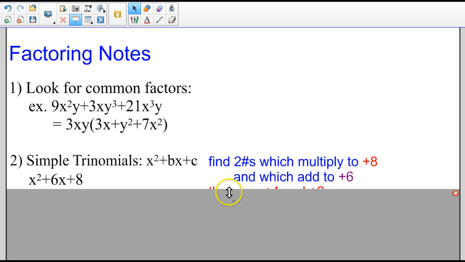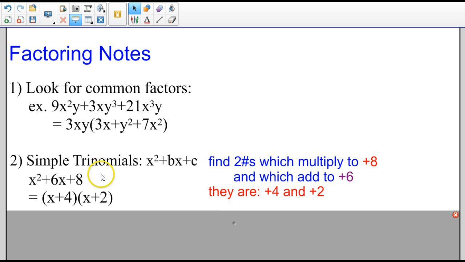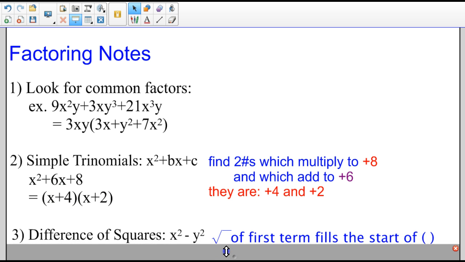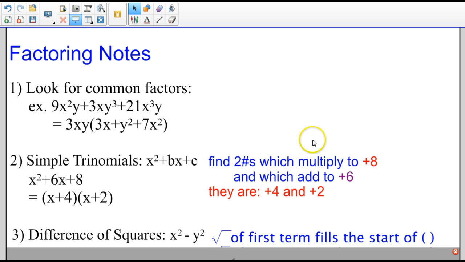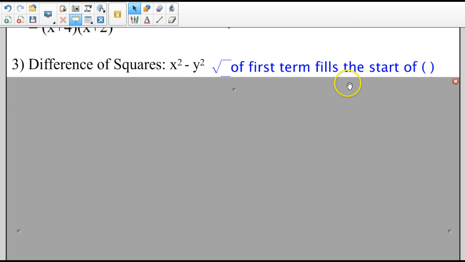X squared plus 6x plus 8 is our example here. So we need two numbers that multiply to the 8 and add to the 6, positive 4 and positive 2. They go directly into the brackets. So again, that's the factored form. If we were looking for an actual solution here, it would be a little bit more, but for now we're concentrating on the factoring.